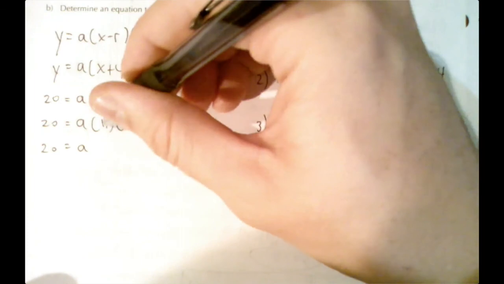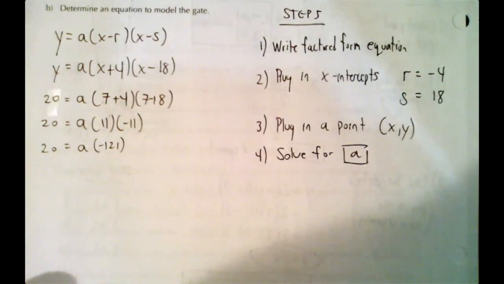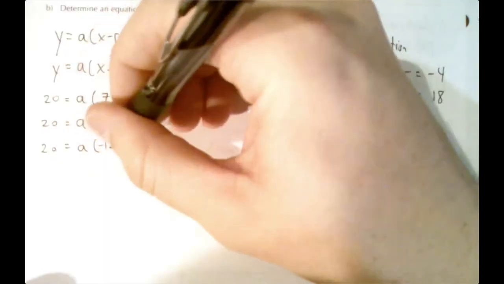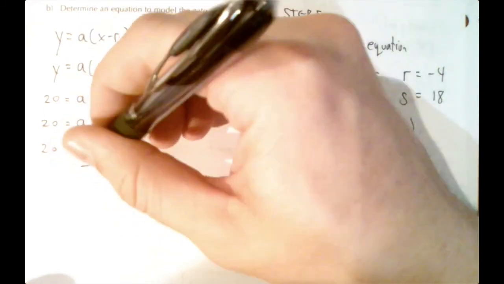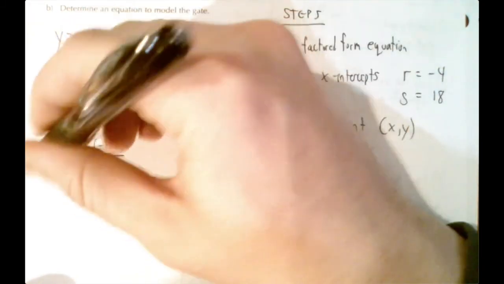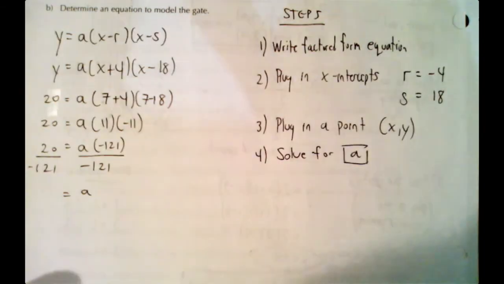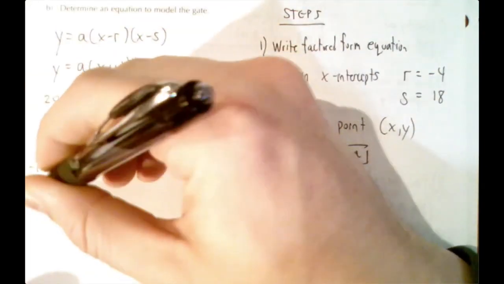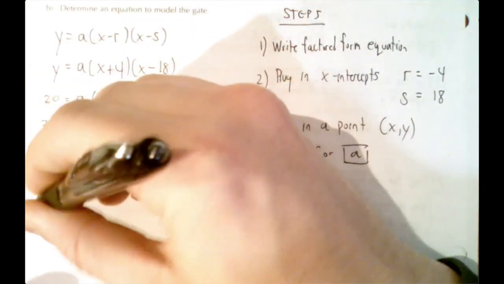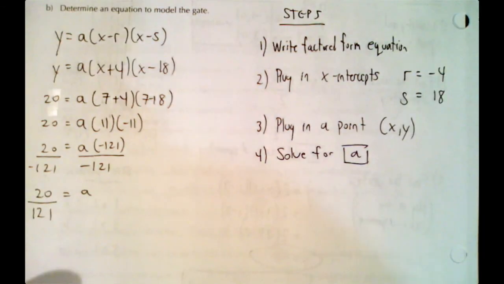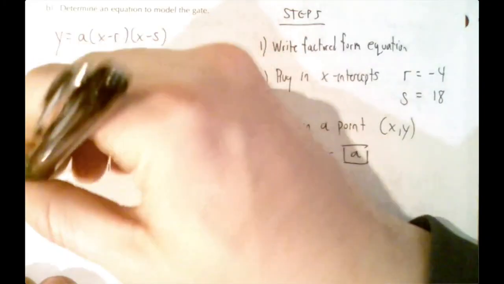We can do the math. 11 times -11 is -121. And if we want to get rid of this -121, we can't add it because it's being multiplied by a. So we have to divide it away. 20 divided by -121. Well, that's a very ugly decimal, so I'm just going to keep it as a fraction. And there we have a.